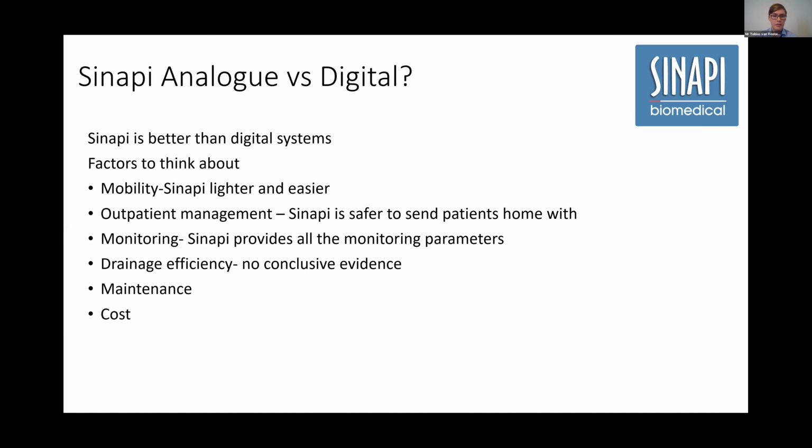drain and digital systems. The maintenance of digital systems is obviously difficult, and the cost is not even comparable, the capital cost of the digital systems, but also the disposable cost. When the digital system becomes full, you have to replace the disposable, which adds a lot of cost. So in this way, with the new technology of the Sinapi chest drain, it actually brings things back to simplicity and to analog chest drain systems like the Sinapi chest drain.